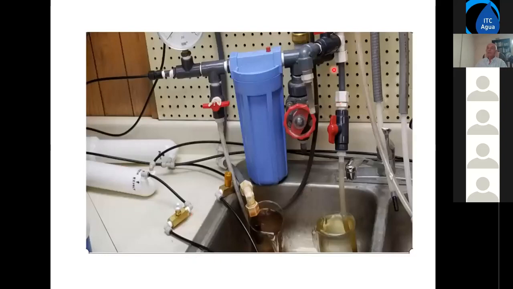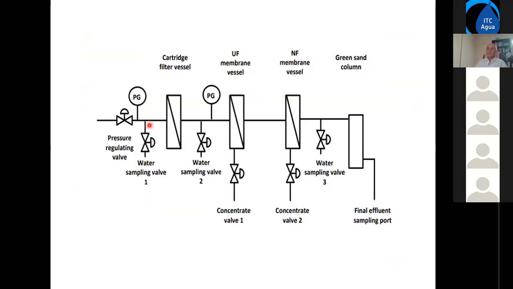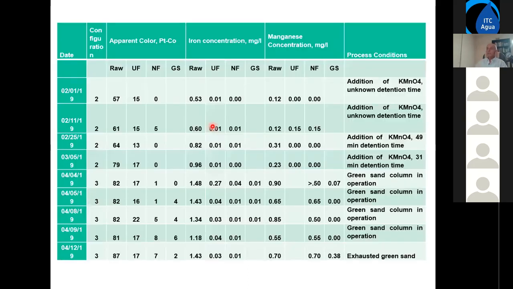So you can see in this case, the pilot is very inexpensive, contains all the major components, because we're not interested here in the process parameters. We just want to know if the process can produce good water quality using these process steps: UF, NF, maybe green sand, potassium permanganate dosing. Okay, so this is the operation.